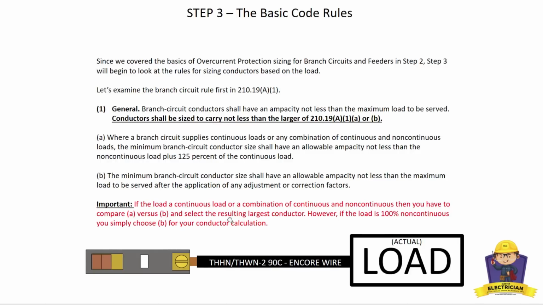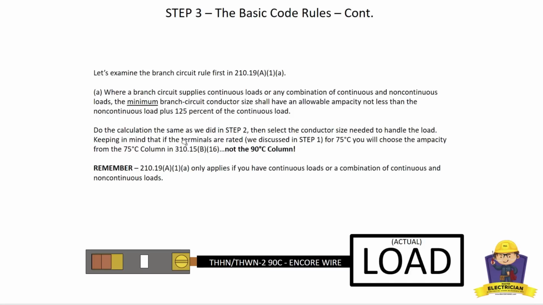It's permitted to do that. So let's look at A. Where the branch circuit supplies continuous loads or any combination of continuous and non-continuous loads, the minimum branch circuit conductor size can be larger than the minimum, but this says the minimum branch circuit conductor size shall have an allowable ampacity not less than the non-continuous load plus 125% of the continuous load.